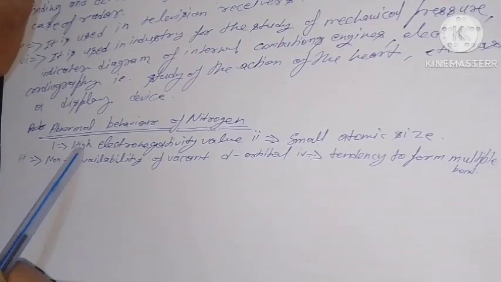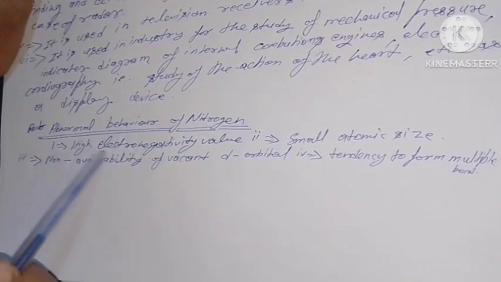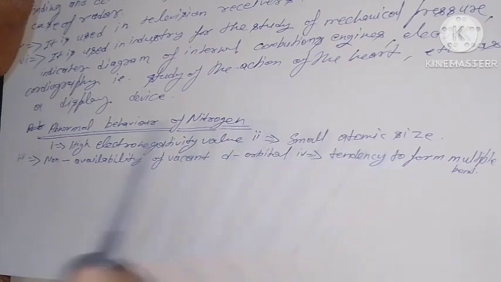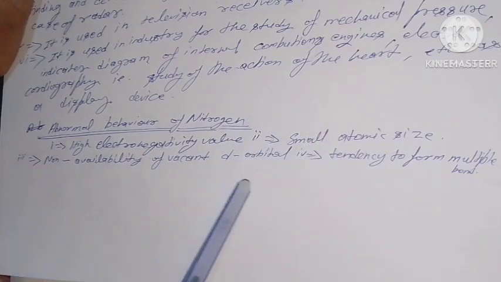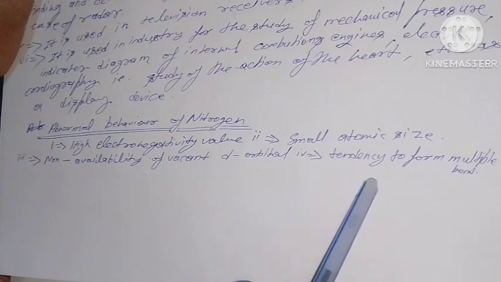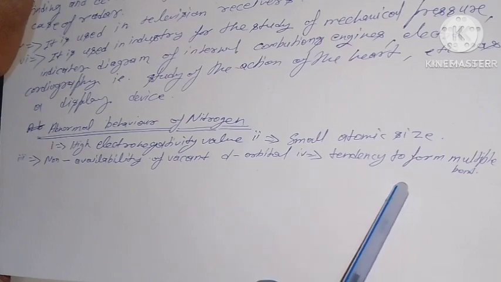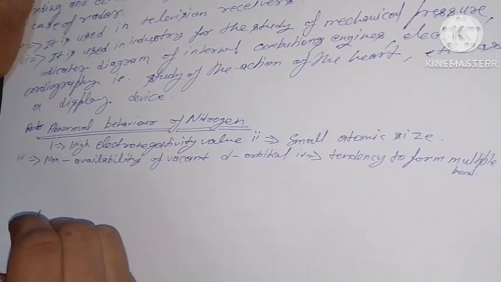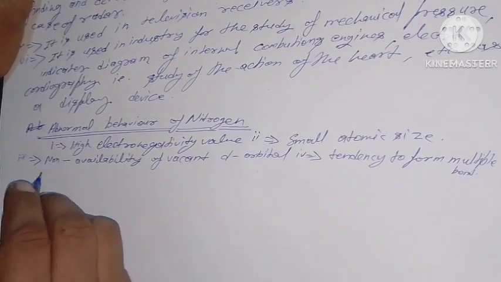Abnormal behavior of nitrogen: first, high electronegativity value; second, small atomic size; third, non-availability of vacant d orbital; and fourth, tendency to form multiple bonds. Next, differences between nitrogen and other members of group 15.